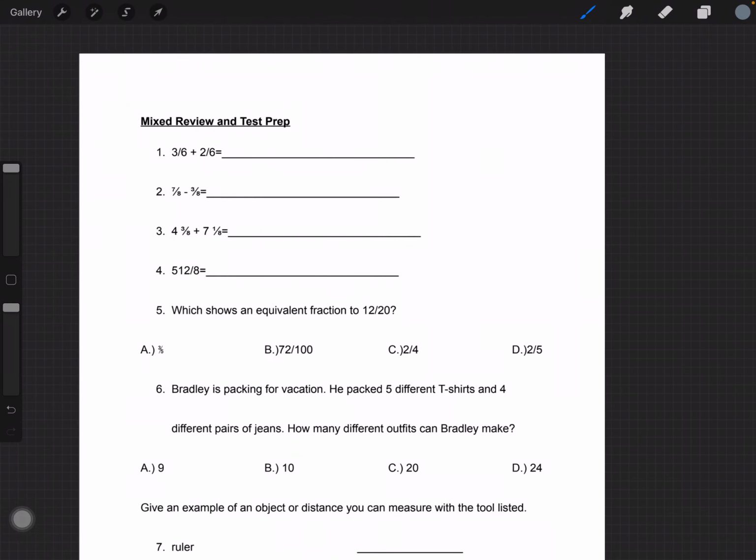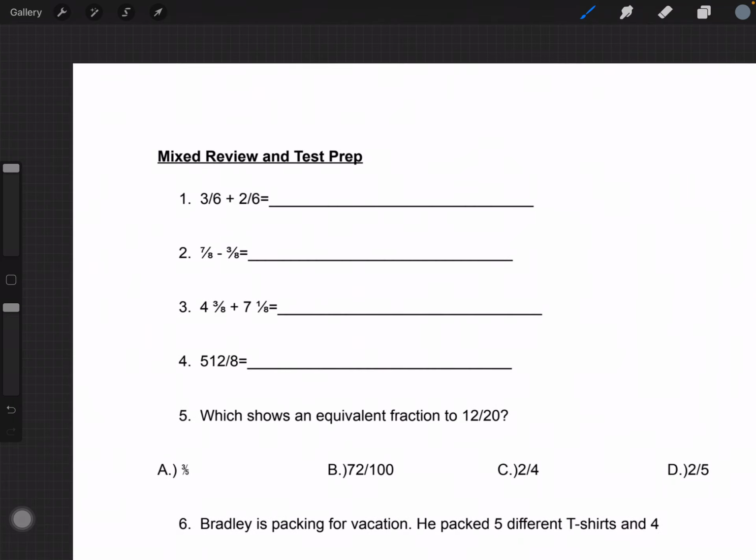This worksheet says mixed review and test prep. The first numbers 1 through 4 are about fractions. The first one is pretty obvious: 3 out of 6 plus 2 out of 6. They both end in 6, so you just add the numerators and put it over the same denominator. The second one is the same thing, so 7 minus 3 is equal to 4 over 8. You can simplify this to 1 out of 2 because both are divisible by 4.